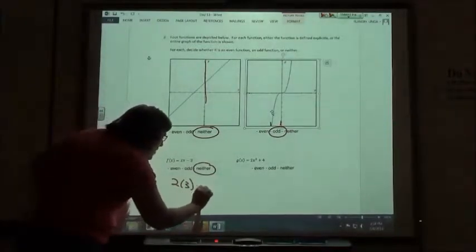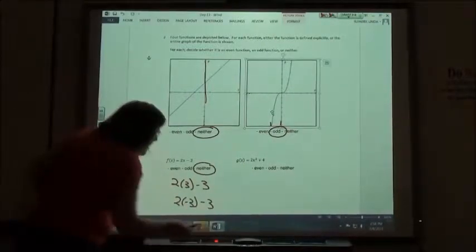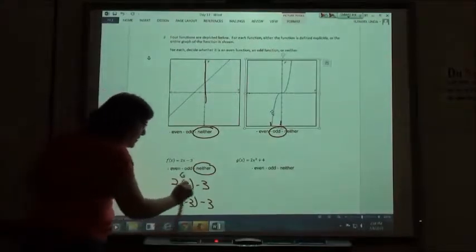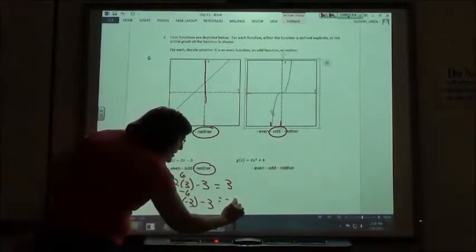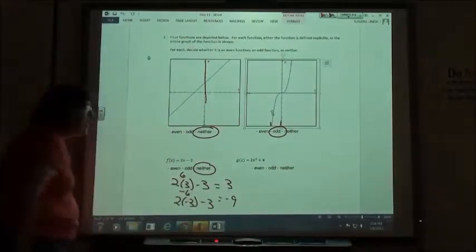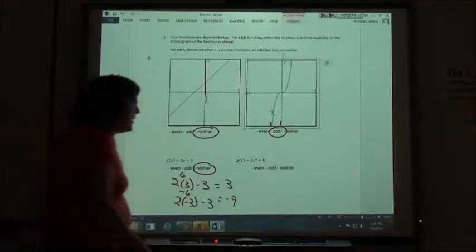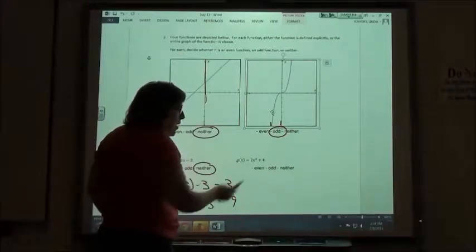2 times 3 minus 3, and 2 times negative 3 minus 3. Putting in 3 and negative 3 for my x's. So 6 minus 3 is 3. Negative 6 minus 3 is negative 9. You can see, oh yeah, I get two answers that have nothing in common. It's definitely a neither.